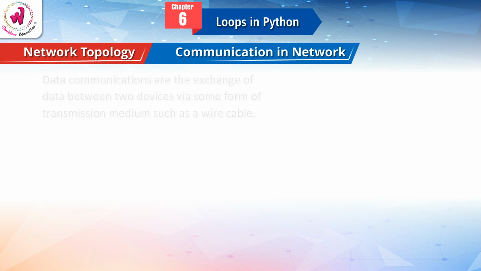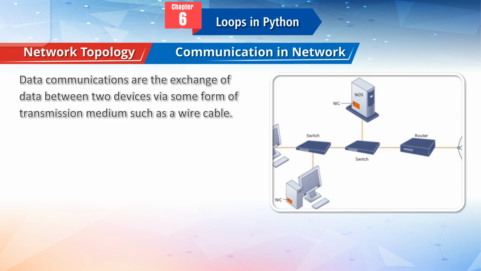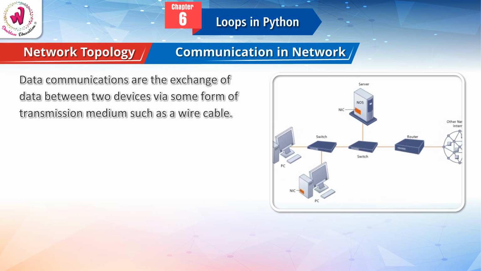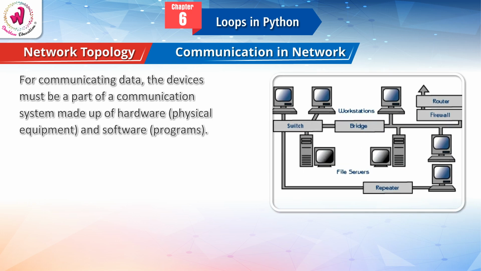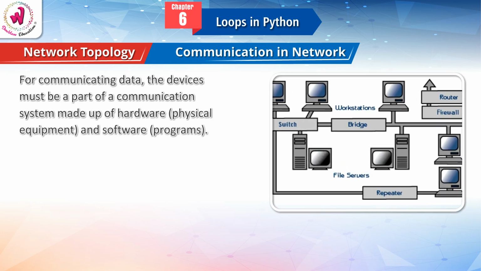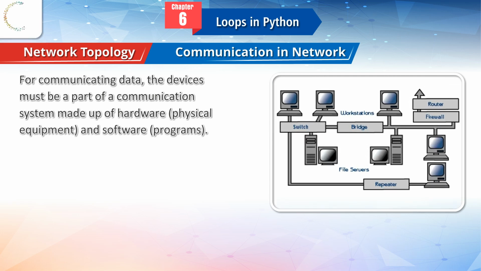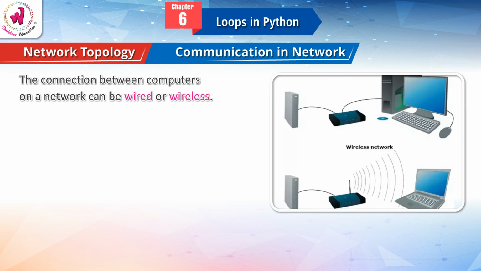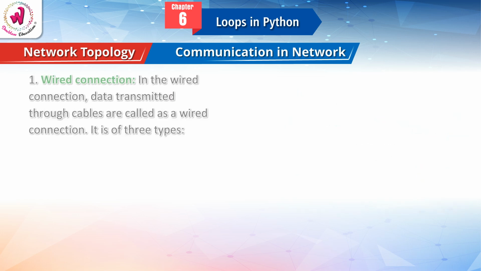Communication in network. Data communications are the exchange of data between two devices via some form of transmission medium, such as a wire cable. For communicating data, the devices must be a part of a communication system made up of hardware, physical equipment, and software programs. The connection between computers on a network can be wired or wireless.